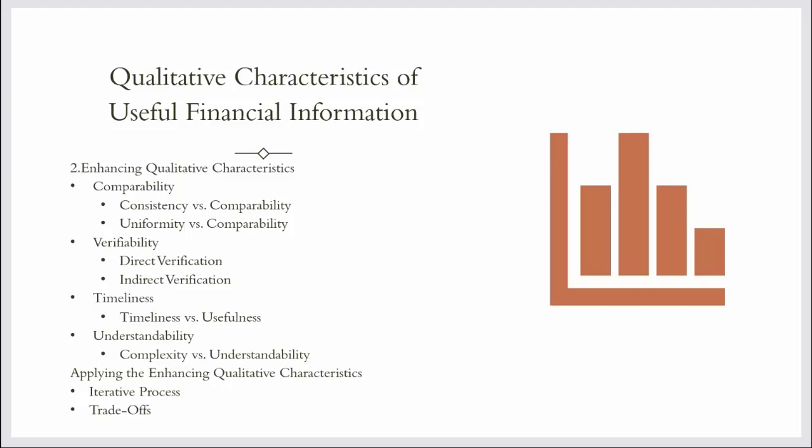Conclusion. In this section, we have explored the enhancing qualitative characteristics of useful financial information: comparability, verifiability, timeliness, and understandability. These characteristics ensure that financial information is as useful as possible, aiding users in making well-informed decisions.